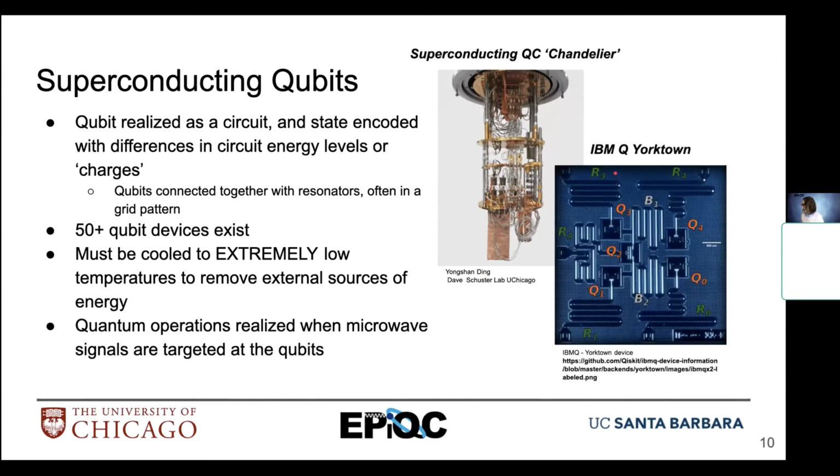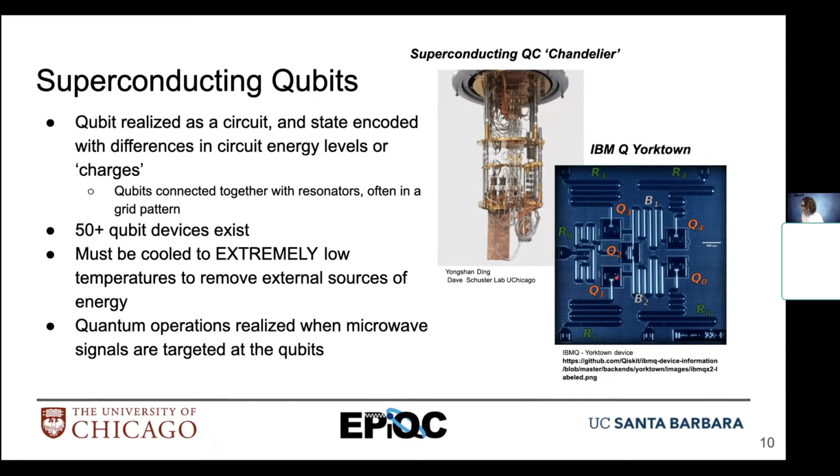So here we have a picture of the Schuster Lab superconducting qubit device. And here we have an actual picture of the IBM Q Yorktown device, which is pretty cool. So just as a note, we have a couple of different things that are fun to point out with this device. So we have our qubits labeled with Qs. We have resonators that connect qubits, so these allow us to communicate with the qubits. And each one of these qubits also has its own independent resonator.